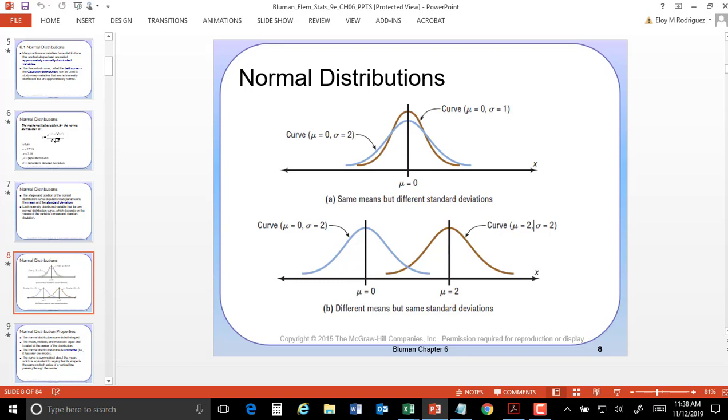Now, the one in blue has a deviation of 2, right? So it's a wider spread from the average. Yes or no? Because this is 1, right? So blue is wider because it has a deviation of 2. All right, now look what happens here. We have 0 and 2, but now this one shifts over because mu is 2 and sigma is 2. That's just how it looks under different parameters.